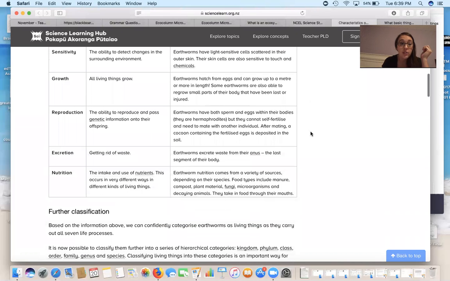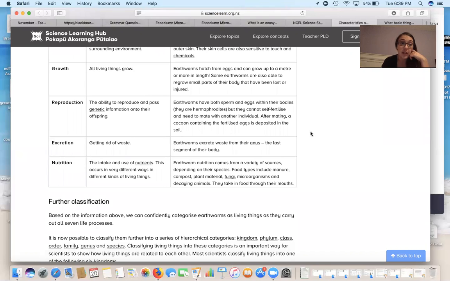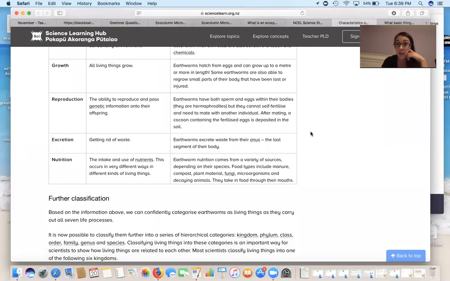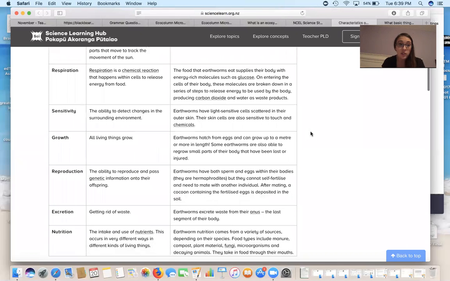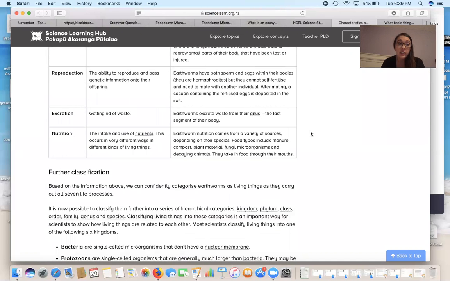The fifth one is reproduction. We saw that in our standard. The ability to reproduce and pass genetic information onto the offspring. So they're having more of what they are. So deers will have more deers. Earthworms are having more earthworms. It's reproduction. It's the cycle of life. So make sure you know about that. That's 1, 2, 3, 4. 6 is excretion, is getting rid of waste. Okay, so if you're a living thing, you get rid of waste.